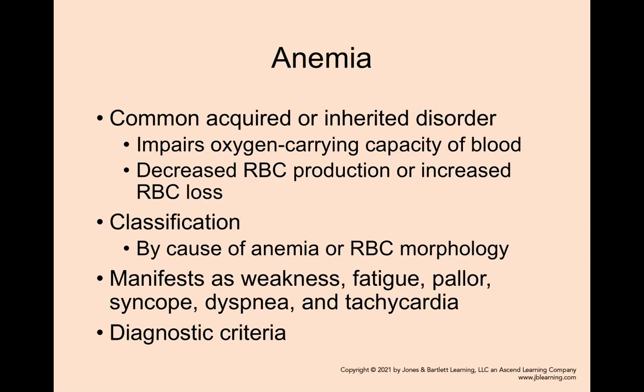When we don't have enough oxygen-carrying red blood cells, it impairs the oxygen carrying capacity of the blood, and there is decreased red blood cell production or increased red blood cell destruction. This is classified by the cause of the anemia or the shape of the RBC, which is the morphology. These patients generally present with weakness, fatigue, pallor, syncope, dyspnea, or tachycardia.